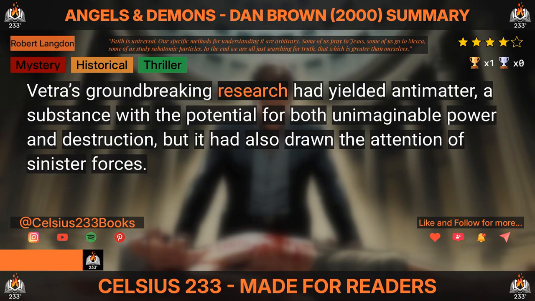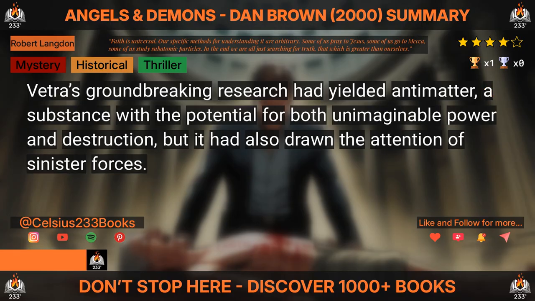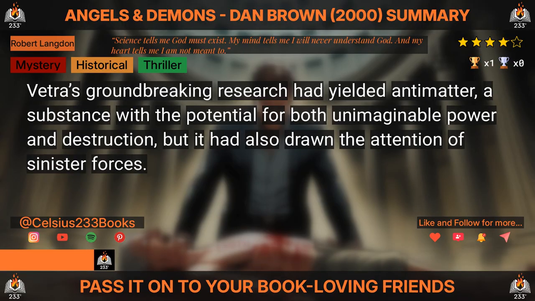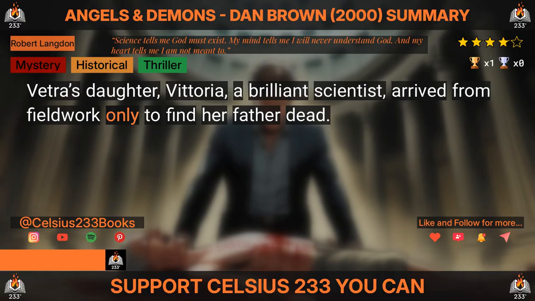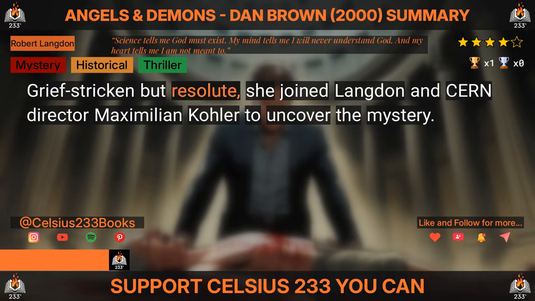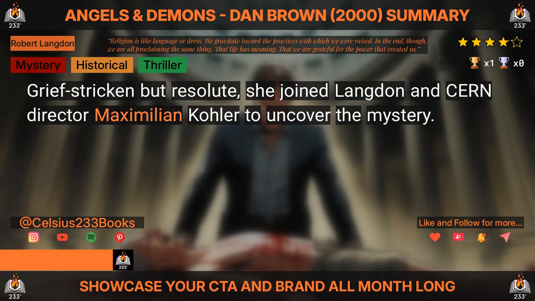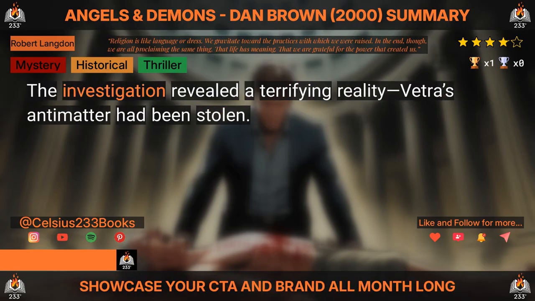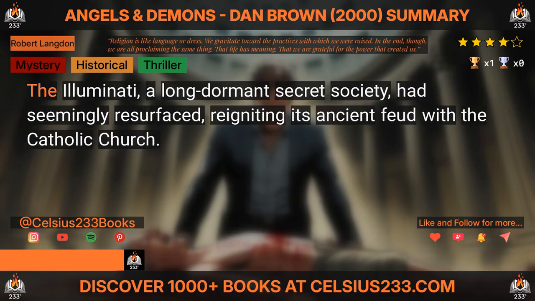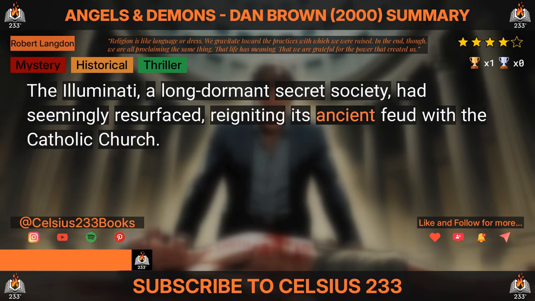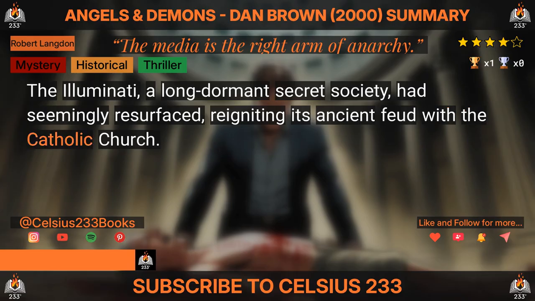Vetra's groundbreaking research had yielded antimatter, a substance with the potential for both unimaginable power and destruction, but it had also drawn the attention of sinister forces. Vetra's daughter, Vittoria, a brilliant scientist, arrived from fieldwork only to find her father dead. Grief-stricken but resolute, she joined Langdon and CERN director Maximilian Kohler to uncover the mystery. The investigation revealed a terrifying reality: Vetra's antimatter had been stolen. The Illuminati, a long-dormant secret society, had seemingly resurfaced, reigniting its ancient feud with the Catholic Church.